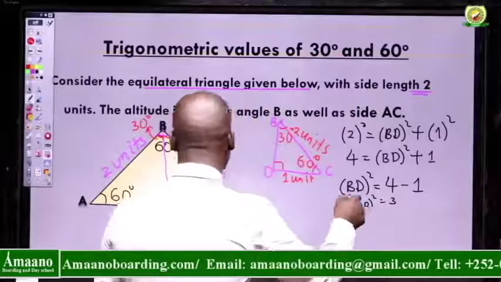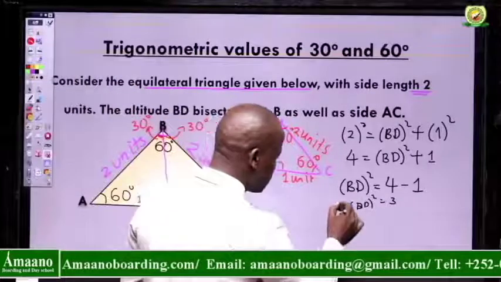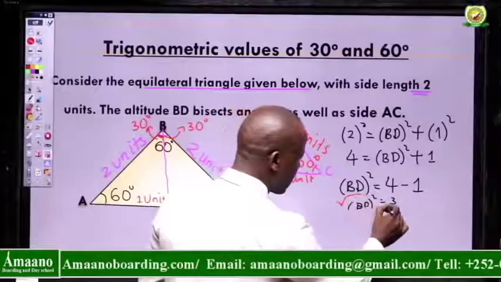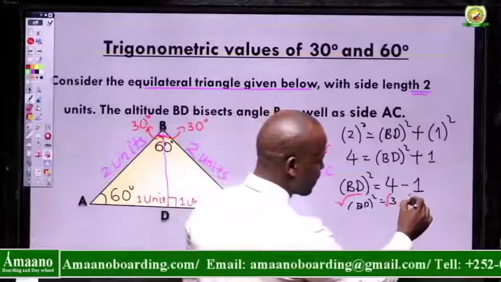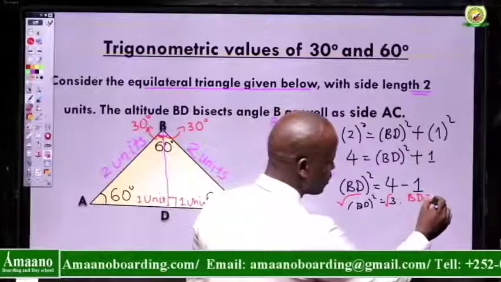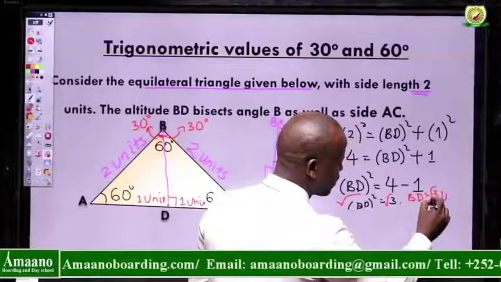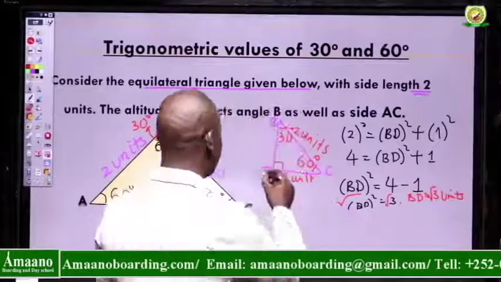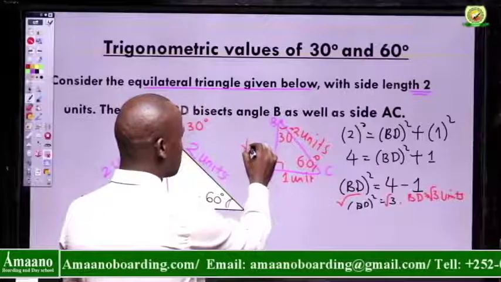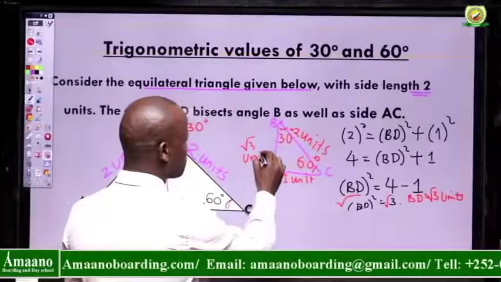So put both sides of the equation under radical, or square root, to find the length of BD. So the length of BD is equal to the square root of 3 units. So we have here the square root of 3 units, which is BD.